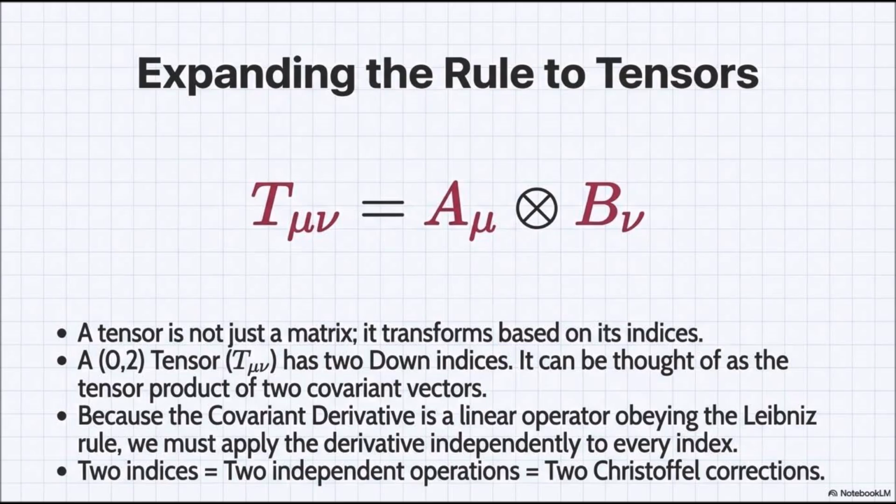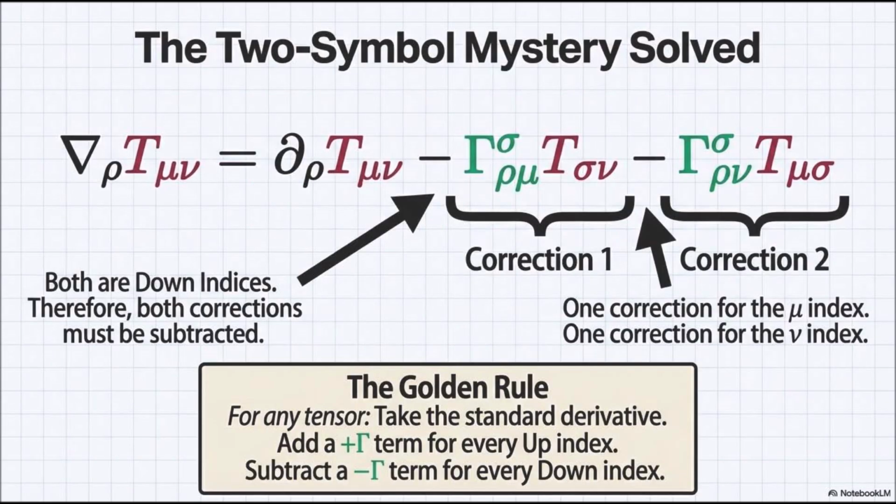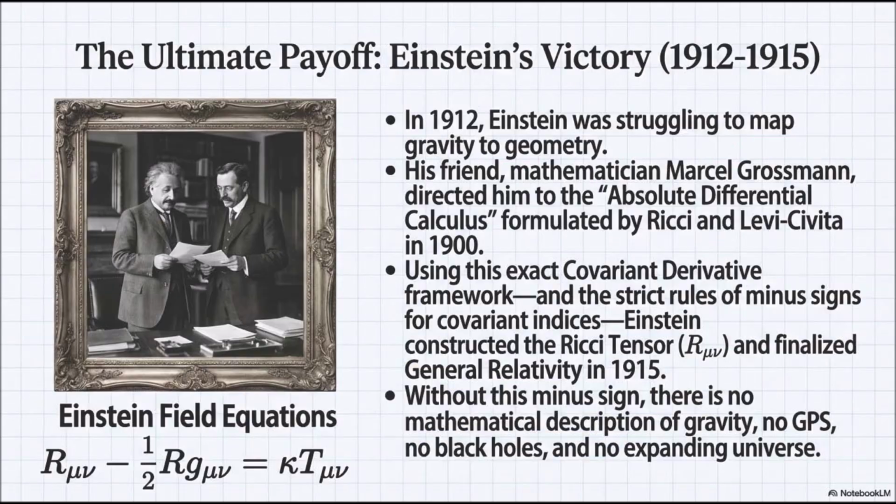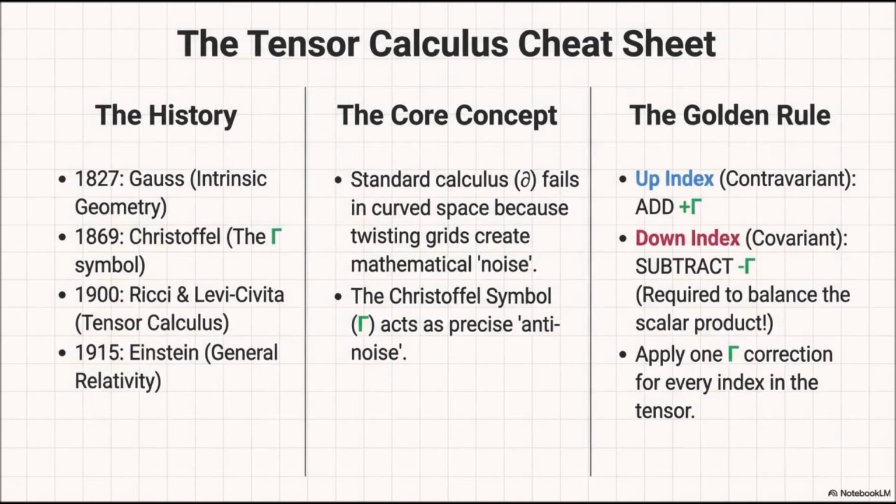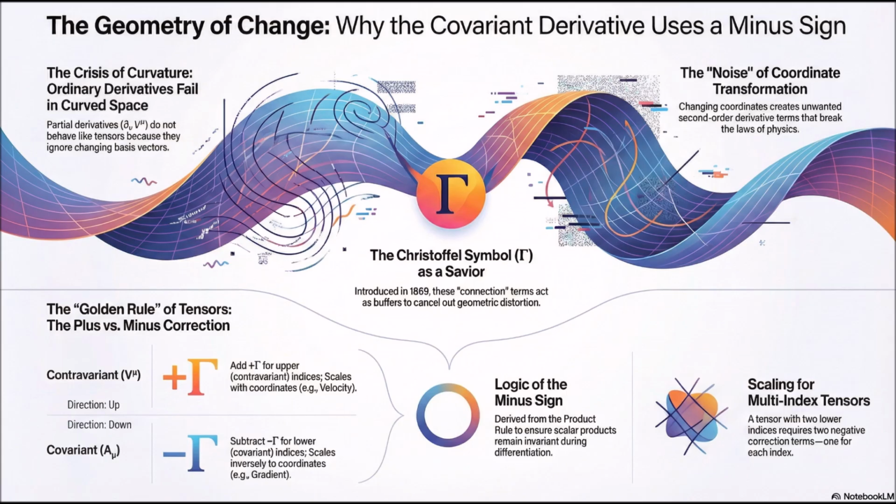Look at the left side of that equation, the Ricci tensor, R_μν. It represents the curvature of space-time. It is built entirely, 100%, out of complex combinations of covariant derivatives and Christoffel symbols. Without the rigorous proof of the minus sign, the left side of Einstein's equation, the geometry of the universe, cannot balance with the right side, which represents the mass and energy of the universe. The stage wouldn't match the actors. Without this specific math, we have no general relativity.